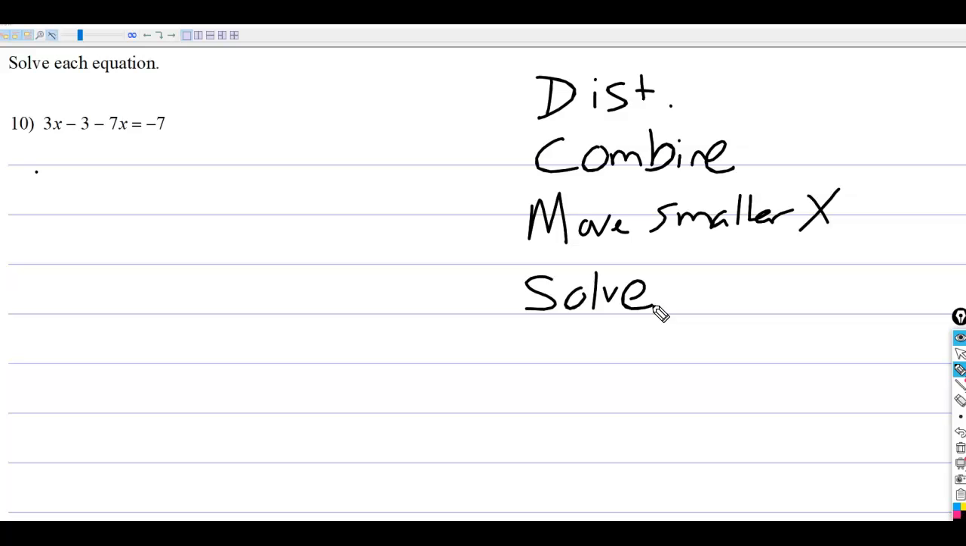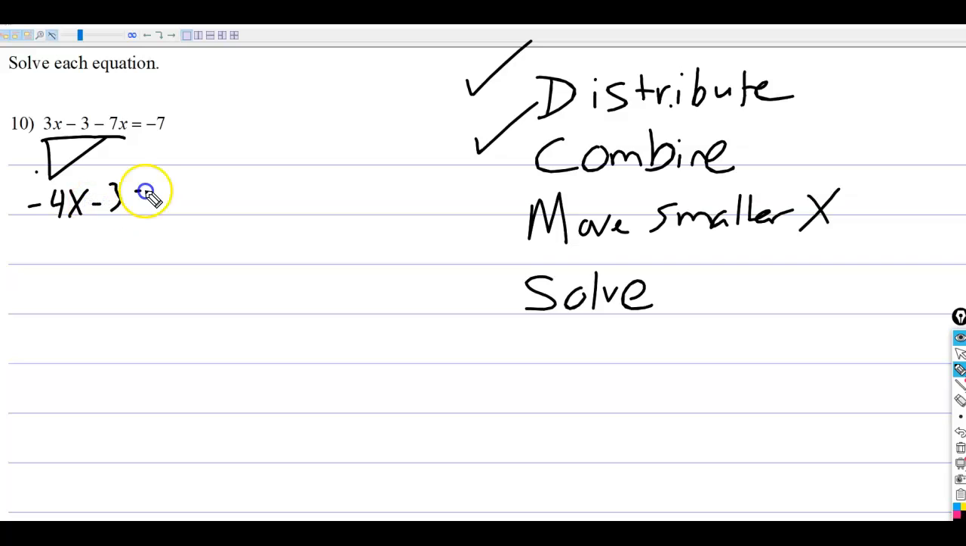So the first thing you want to do is distribute if you can. Now in this problem that we're looking at here, there is no distribution, so we're good. The next thing we're going to do is combine like terms. So on the left side of my equation, I have 2 like terms that I can put together, the 3x and the 7x. 3x take away 7x is -4x. And then we'll bring down the -3, the equals, and the -7. Next it says move the smaller x. Now that step only applies if you have an x on both sides of the equation, which we don't. So I'm not going to worry about this step. And the last thing to do is just solve it.